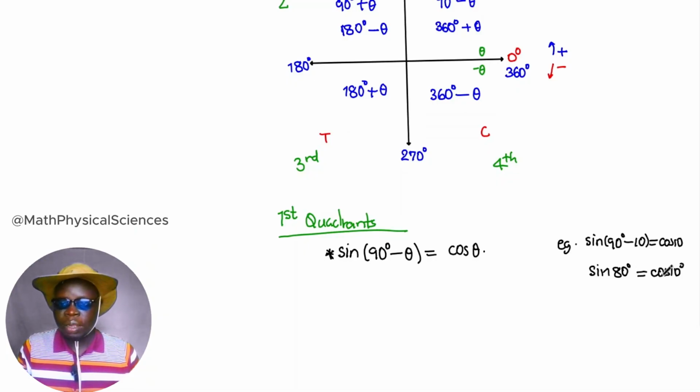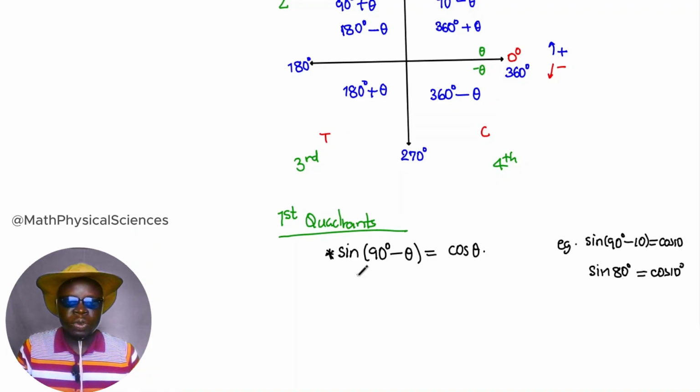Now, why they are the same is because if you add 10 to 80, we get 90. If you press it on a calculator, you realize that the answers are the same. We shall prove this as we continue with our lecture in our next video. Feel free to get your calculator, enter sine of 80, and then record down the solution. You also enter cos of 10. You realize that the answers are all the same.